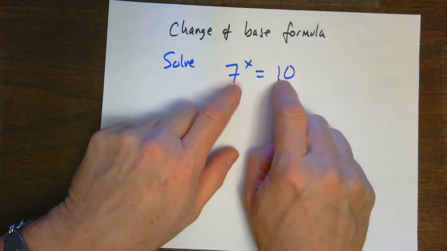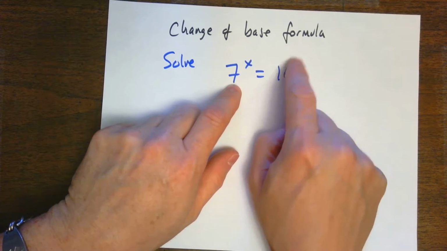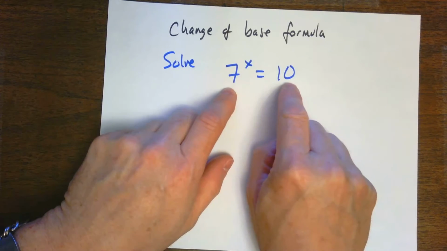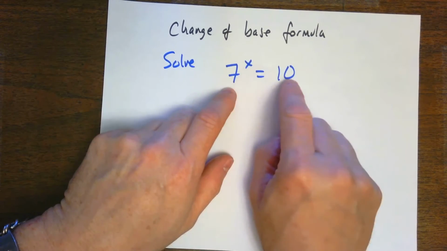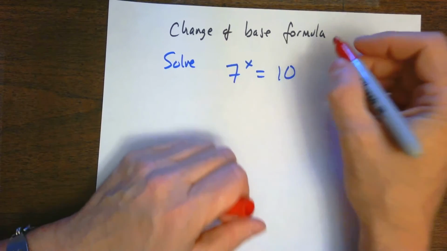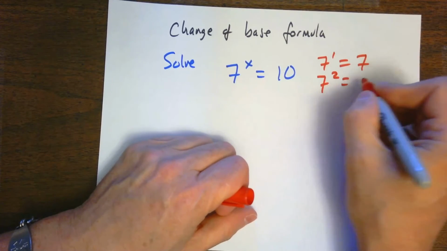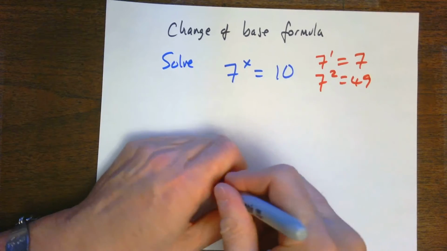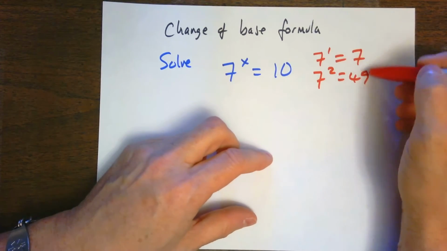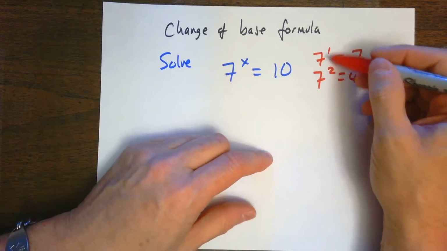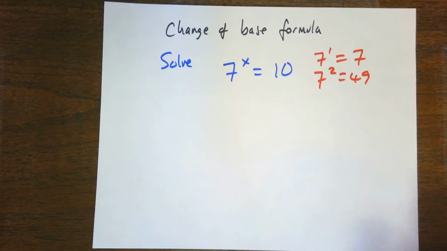Oh gosh. So if I look at this, 7 to what power is 10? Now think about exponents. Can I rewrite 10 as 7 to some power? No. I know 7 to the first power is 7. 7 squared is 49. 10 is somewhere between 7 and 49. So x has to be somewhere between 1 and 2. But what is it?